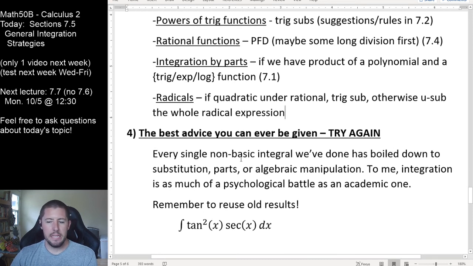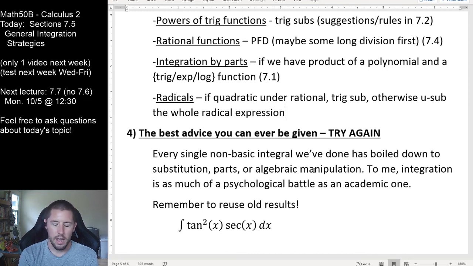Every single non-basic, non-direct integral that we've done has boiled down to either performing a substitution, performing integration by parts, or performing some version of algebraic or trigonometric manipulation before we hit the integral. To me, integration is as much of a psychological battle as it is an academic one. It's rarely the case that you've never seen the technique needed for the integral. It is often the case that you get discouraged and you're like, well, I tried everything, when you really didn't. And so seeing what all of your choices are and recognizing that you might have 9 different ways to attack an integral before you do it once is a good thing to do, because it's giving you a way to say to yourself, there's always something else I can try.